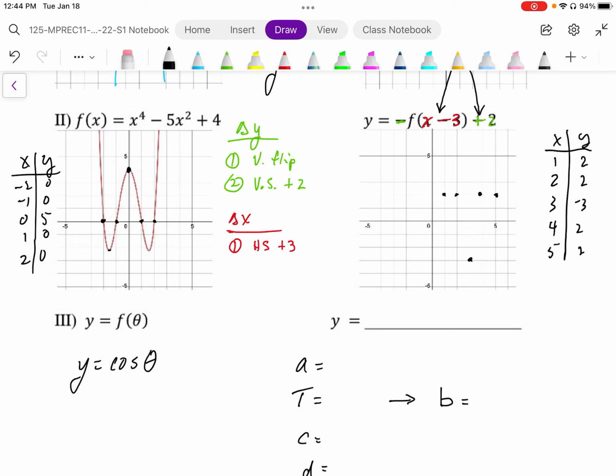Okay, so the graph is going to look something like this. It's going to be vertically flipped. Okay, it's going to be shifted up 2 and then shifted to the right 3.